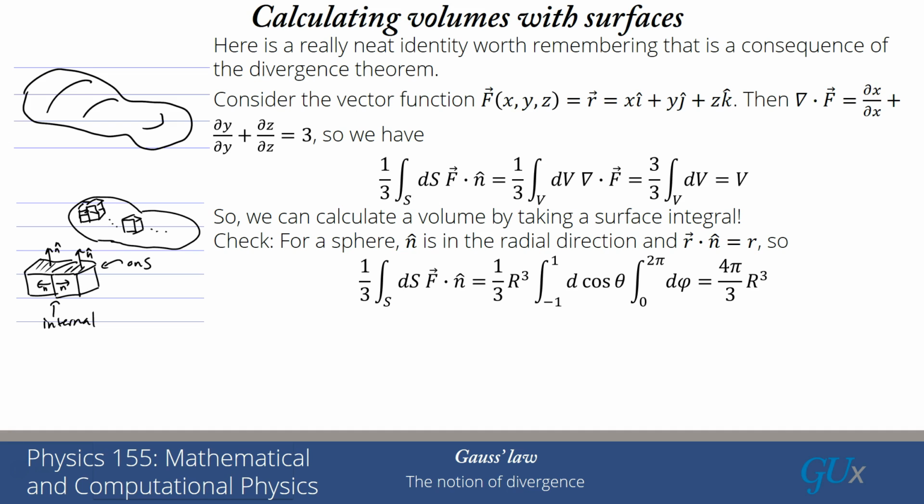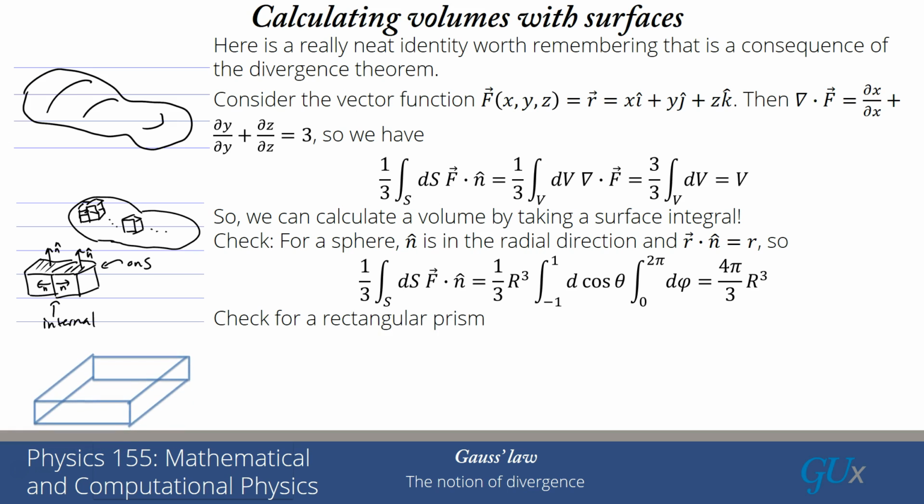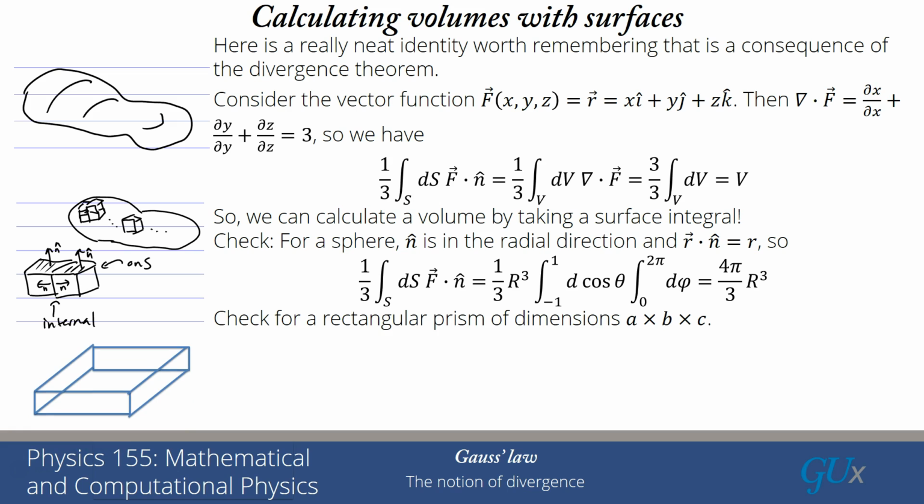Now the integral over phi, easy to do, I get 2 pi. The integral over d cos theta, easy to do, I get a factor of 2. So the net is that I get 4 pi over 3 r cubed. Well, lo and behold, that actually is the volume of the sphere. So this crazy equation actually works. We can also check it out for a rectangular prism of dimensions a by b by c.